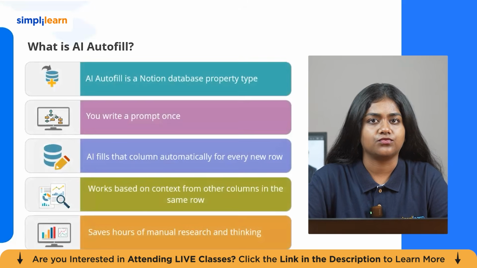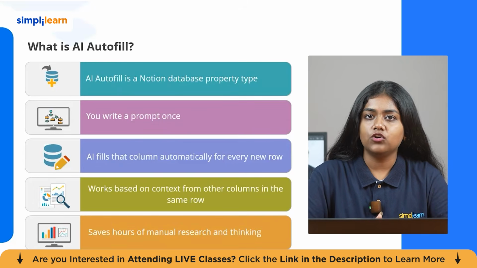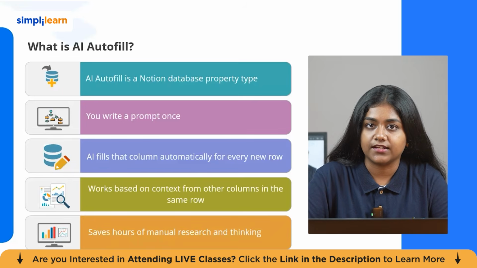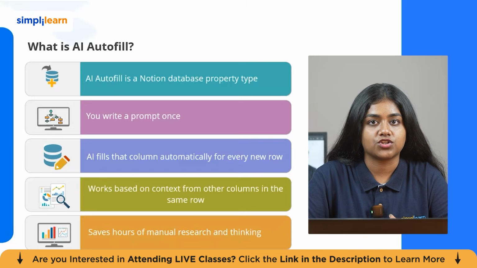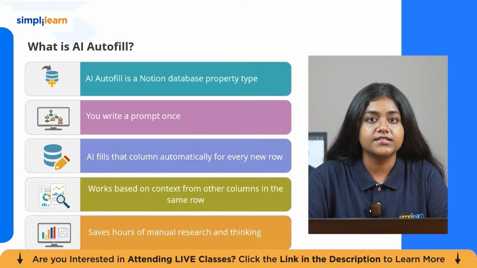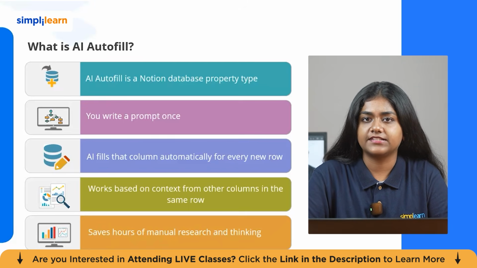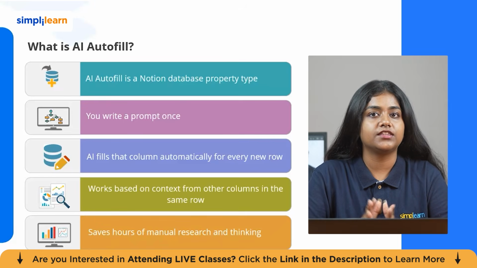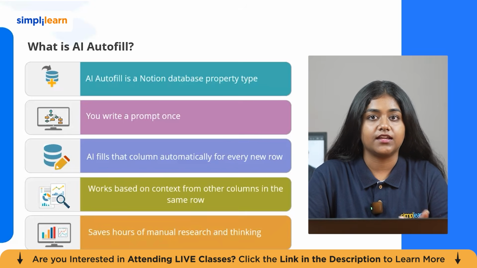So what is AI autofill? Now let me explain the AI autofill feature. This is the core feature of this module. AI autofill is a special property type in a Notion database. Instead of you filling in a column manually, you write a prompt, an instruction for what the AI should generate in the column. Then for every row you add to the database, the AI automatically fills that column based on the content in other columns. For example, consider you added a video titled Best AI Tools for Data Analyst. You have AI autofill set up for the thumbnail words column with the prompt: suggest a few powerful thumbnail words that create curiosity.